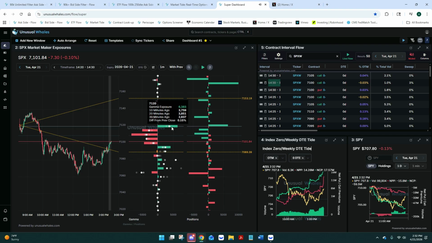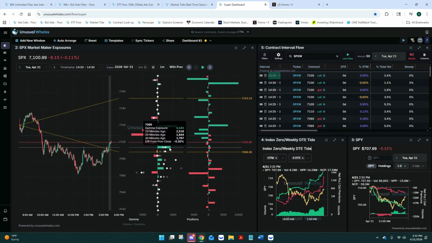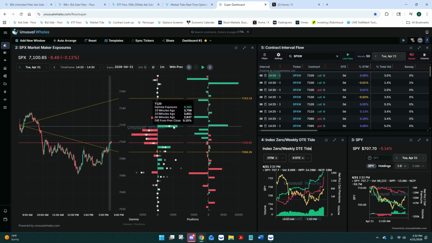That 7120 grew. That pretty much validates my thesis that we're probably going to continue up through that heavy negative gamma here. We did grow a little bit at that 70.95. The range I have right now is 70.95 to 71.20, but that 71.20 is our major outlier position. Market makers are positioned at 71.20. That is what I would be targeting if I'm trading something like this right now.